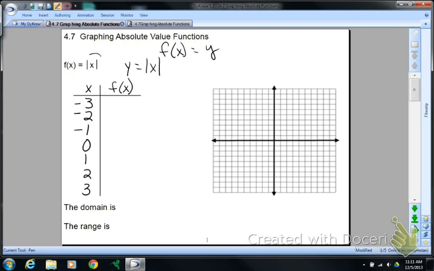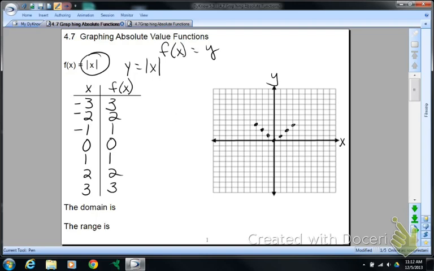So we're going to plug it into the absolute value. So absolute value of -3 is 3. Absolute value of -2 is 2. Absolute value of -1 is 1. Absolute value of 0 is 0. Absolute value of 1 is 1. Absolute value of 2 is 2. And absolute value of 3 is 3. Okay, so let's plot these points.